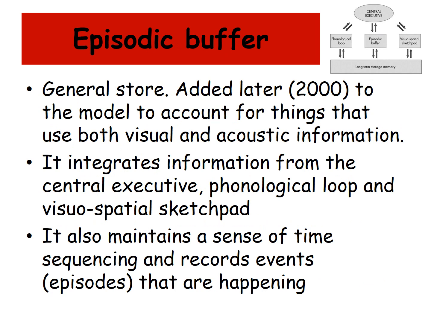And the episodic buffer, so it was added quite late on, it was added in 2000, and it integrates all the different information that you get from all the different other slave systems. Apparently it also maintains time sequencing, and it records events that are happening, so it does account for all those other extra little niggly bits, which is good, but the fact it was added later and not thought of originally is also a negative.